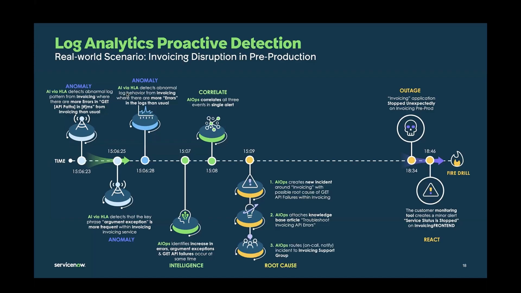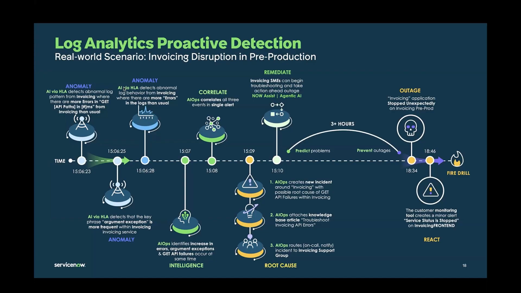Then the AIOps solution will route or execute the on-call notification to the support group responsible for supporting the invoicing application. Now the invoicing support group can start their investigation using Now Assist as well as our agentic workflows. So net, HLA found the story in the log data 3+ hours earlier.